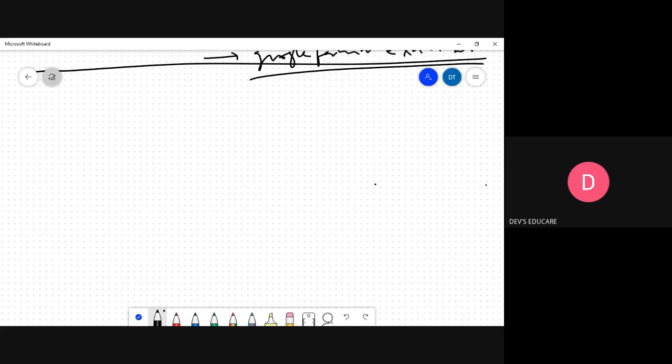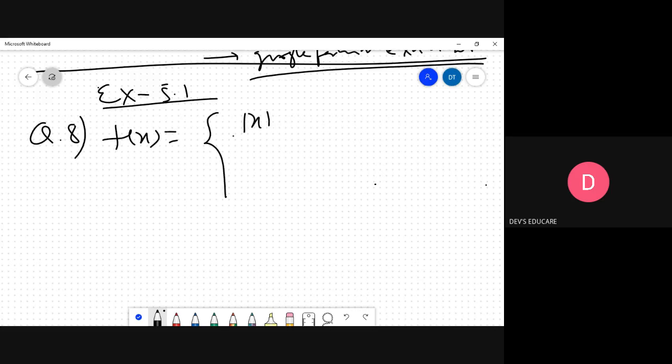Okay. f(x) equals, exercise 5.1, question number 8. It is f(x) equals mod of x divided by x if x does not equal 0, and 0 if x equals 0.